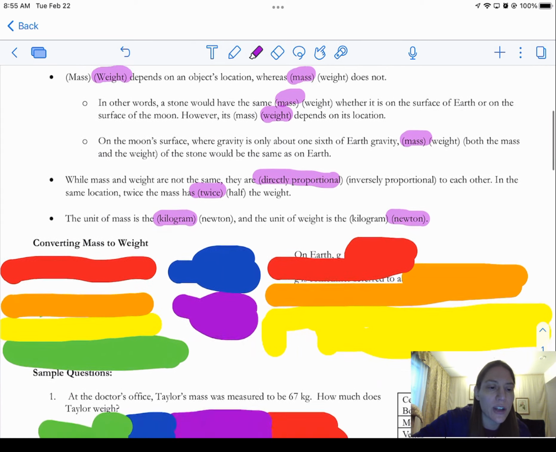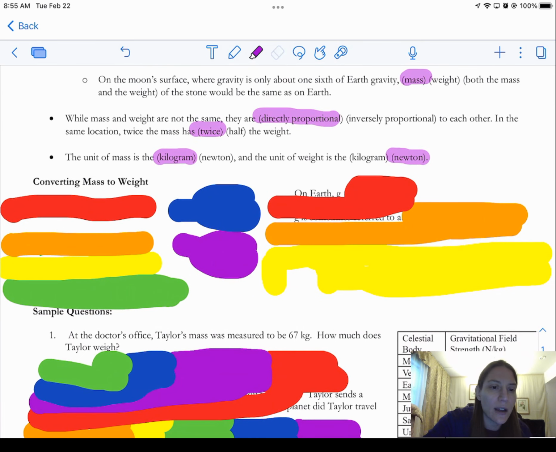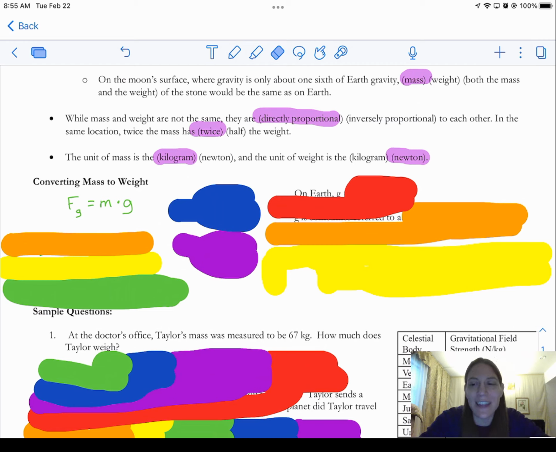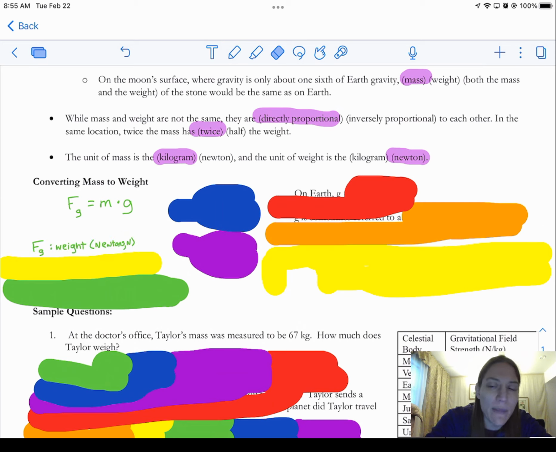In the next part, we're going to talk about converting between mass and weight. So to begin with, we're going to see the equation here. So that's what it looks like. So Fg, that's the force of gravity. You might remember that one from our last unit when we were talking about forces. Let's talk about what all those letters mean. So Fg stands for weight. We measure it in newtons, capital N for newtons. M stands for mass. We measure it in kilograms, kg for kilograms.